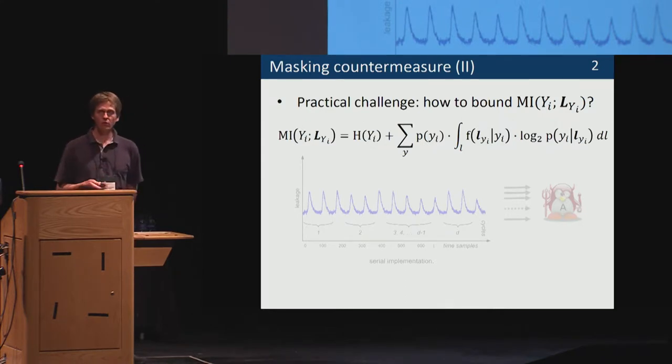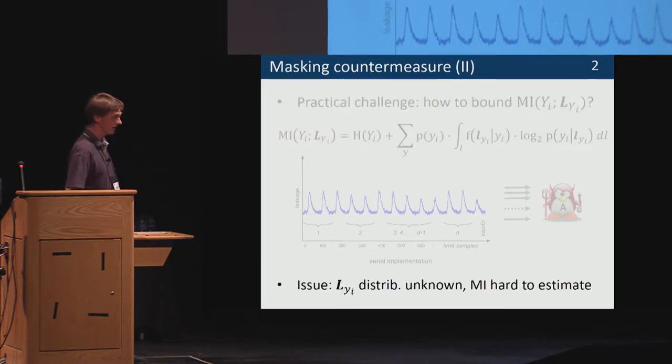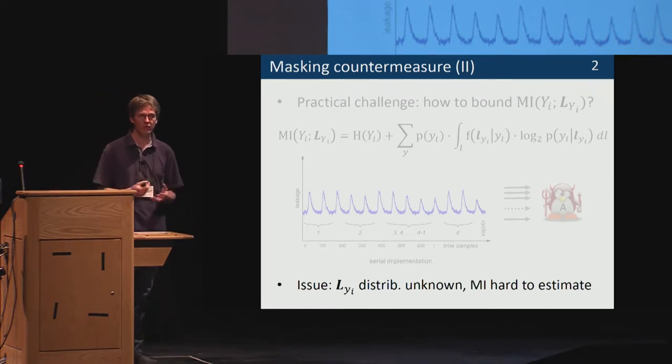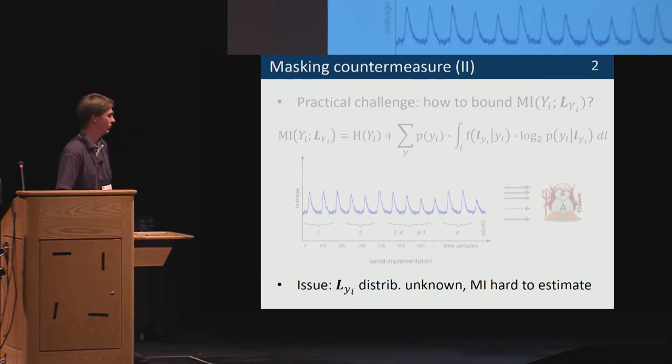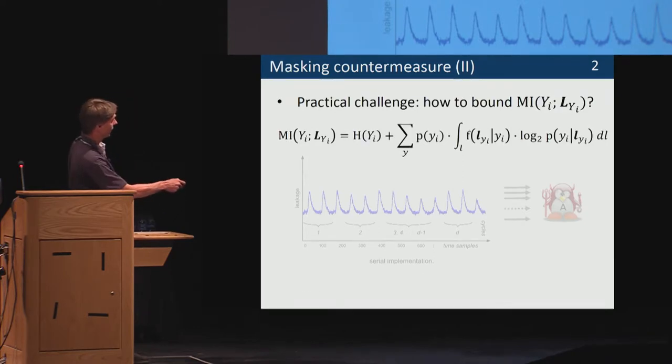I would say in both cases, the problem is exactly the same, and it is that concretely, we have no clue about this leakage distribution. So we really don't know what's the distribution of this power consumption. And this is because it usually comes from a complex device with millions of transistors and so on. So if I go back here, that means that I don't know the function F nor the function P, and I cannot compute this equation directly.